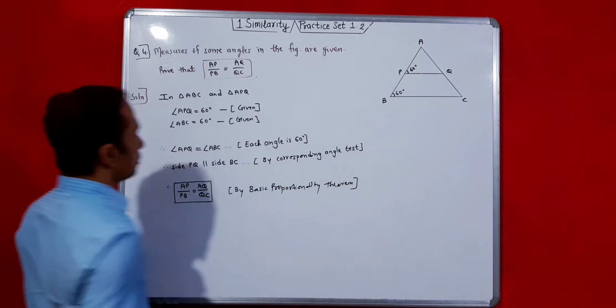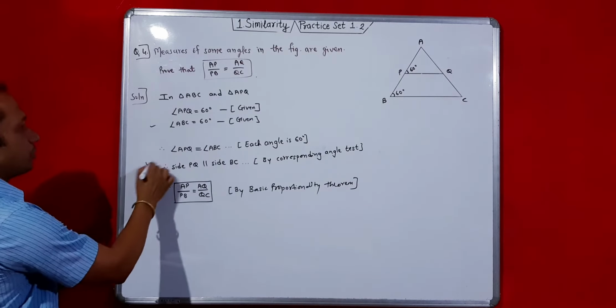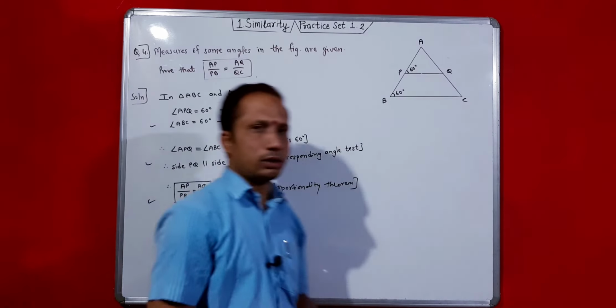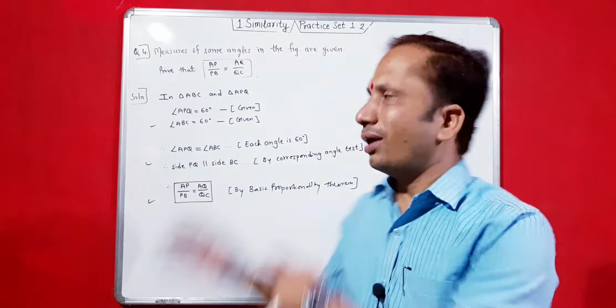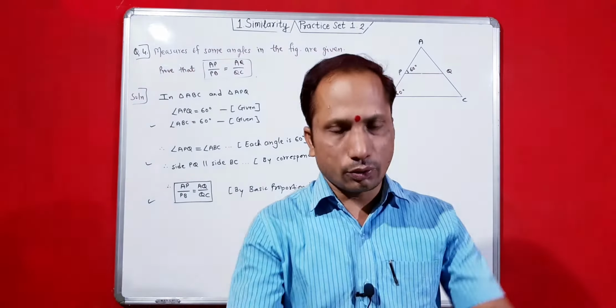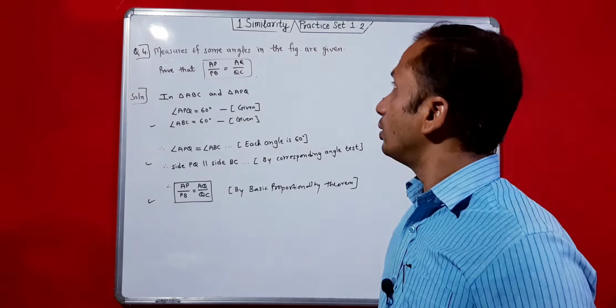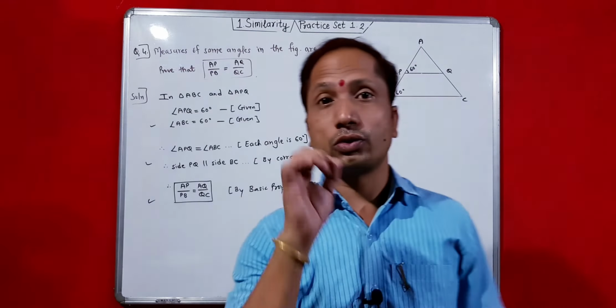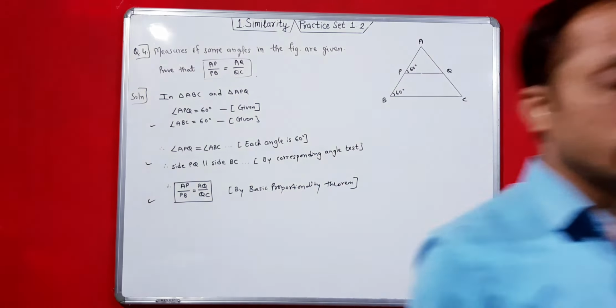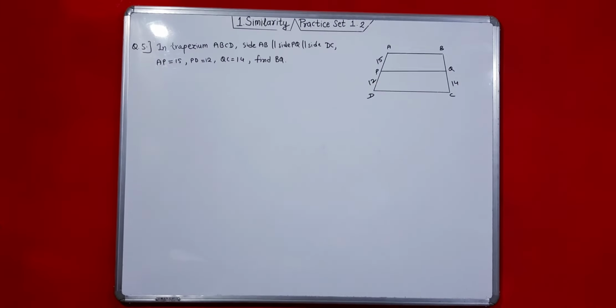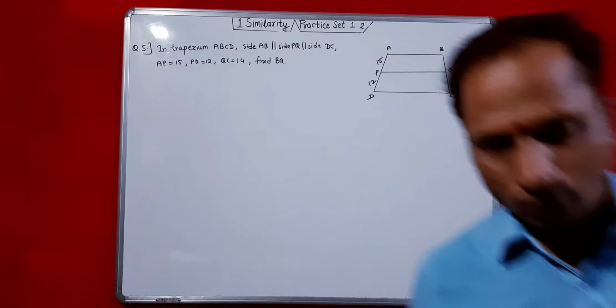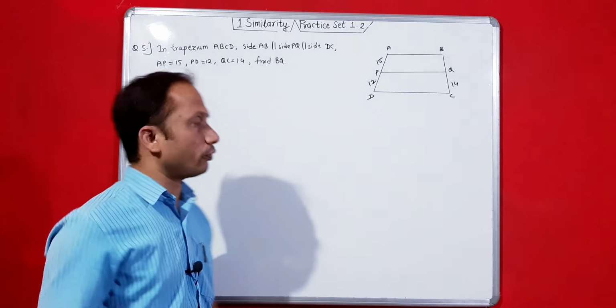So this is the solution. These are the few steps, or you can write better than this. It is possible for you. As per your convenience, you can write all the steps which are necessary for the solution. So this is problem number 4, and now we are going to solve problem number 5.